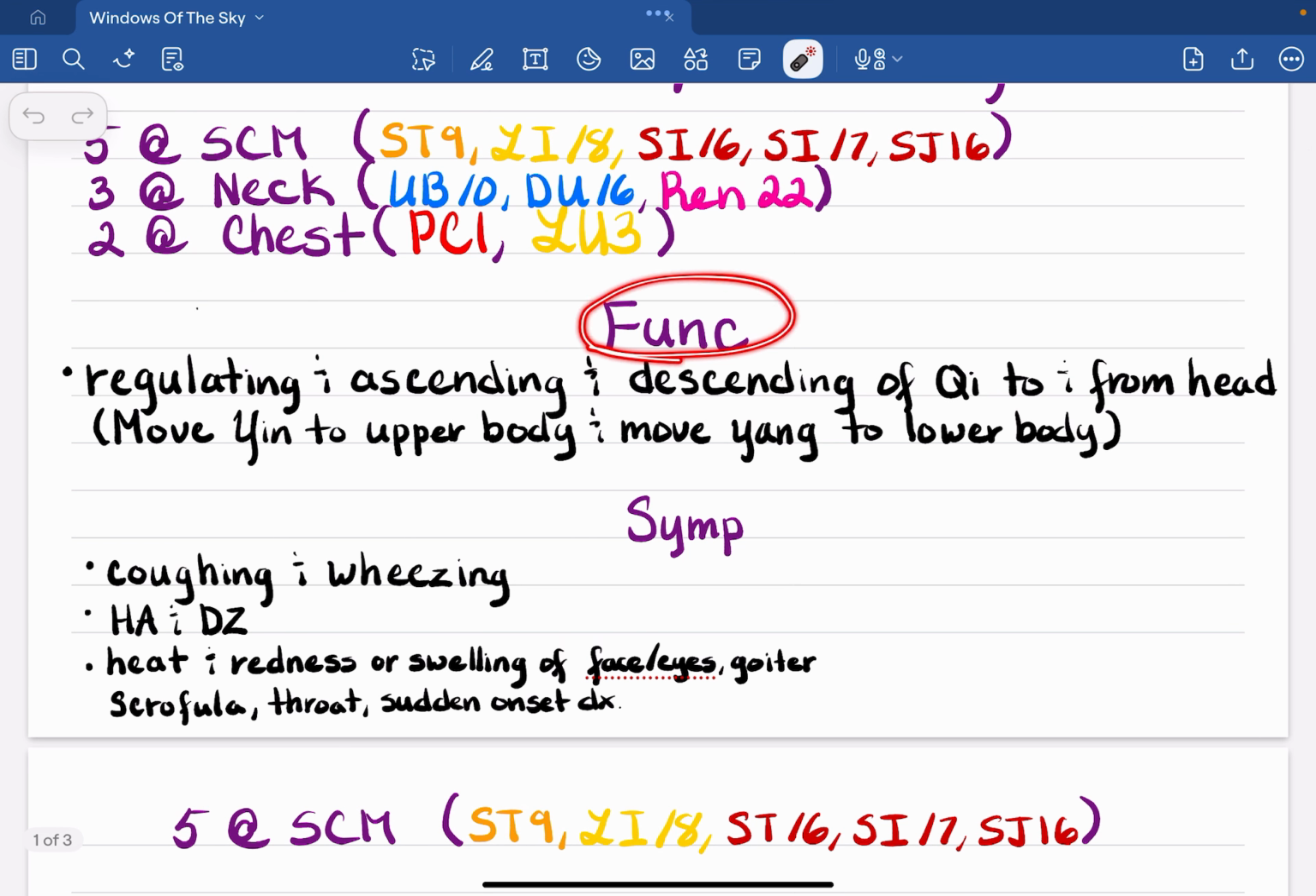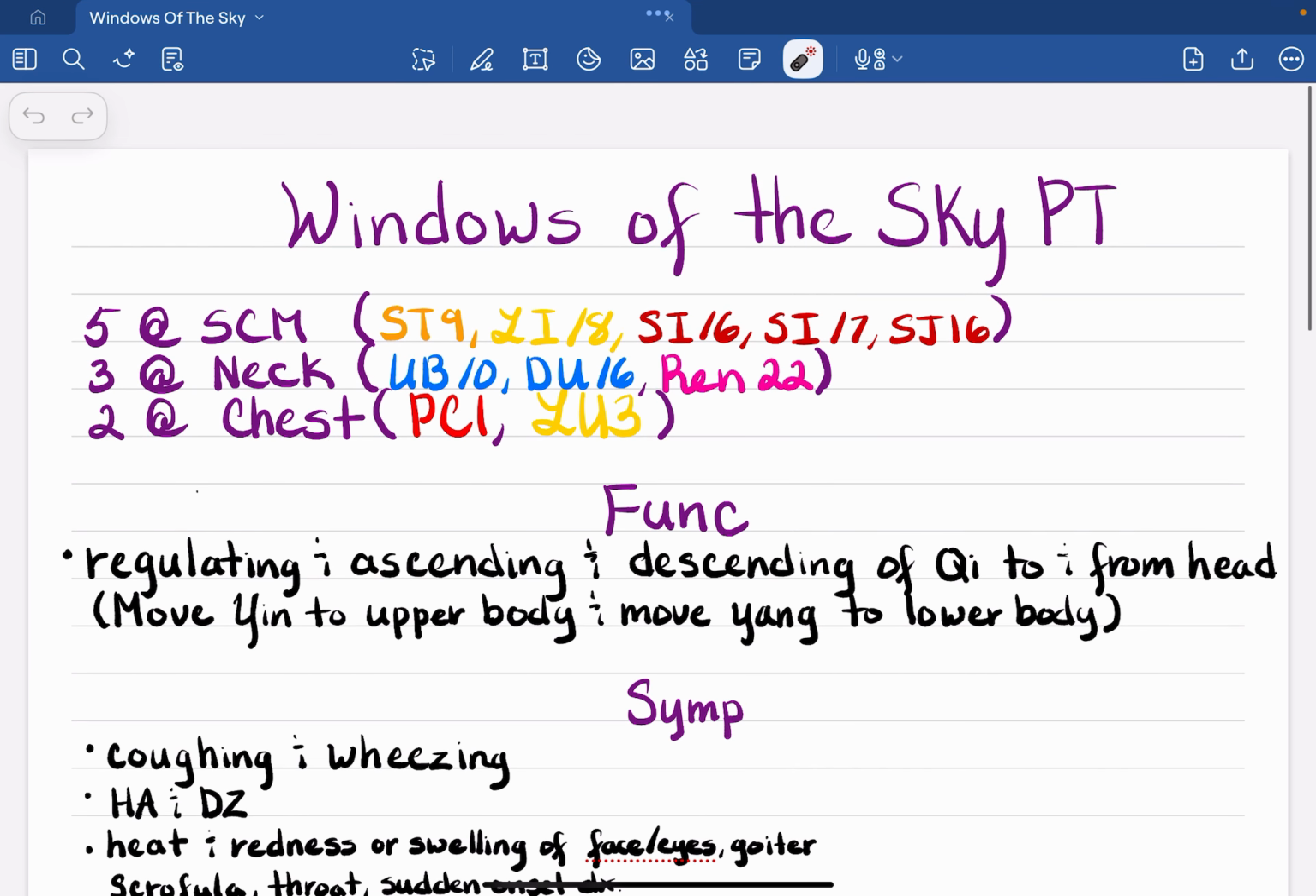And we're going to first go over the function. So it helps regulate the ascending and descending of qi from the head. In other words, it moves yin to the upper body and yang to the lower body. So if you see the head, right, and this is the neck. We learned that anatomically, the blood flow, the only way to go through it, is through the back of the neck.